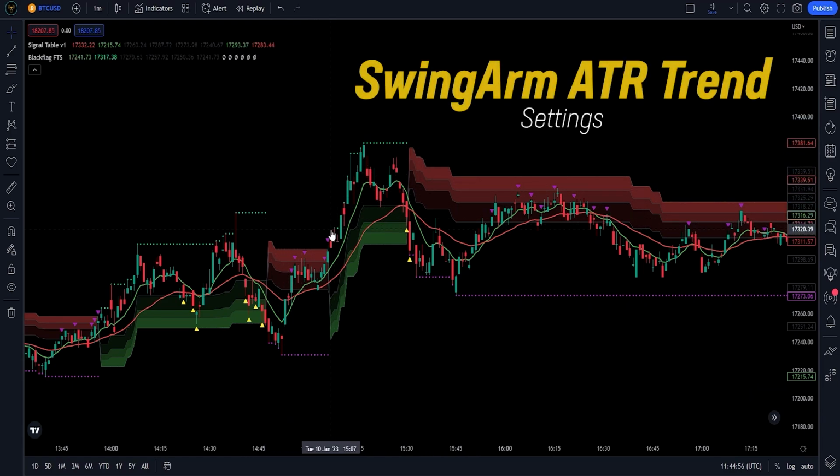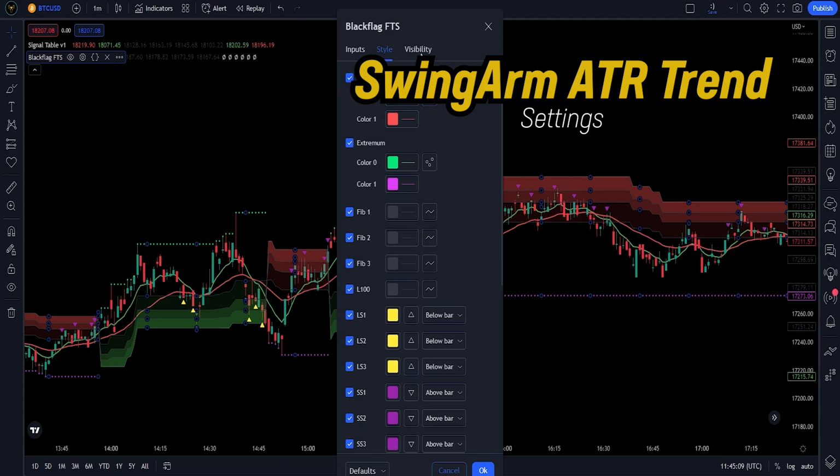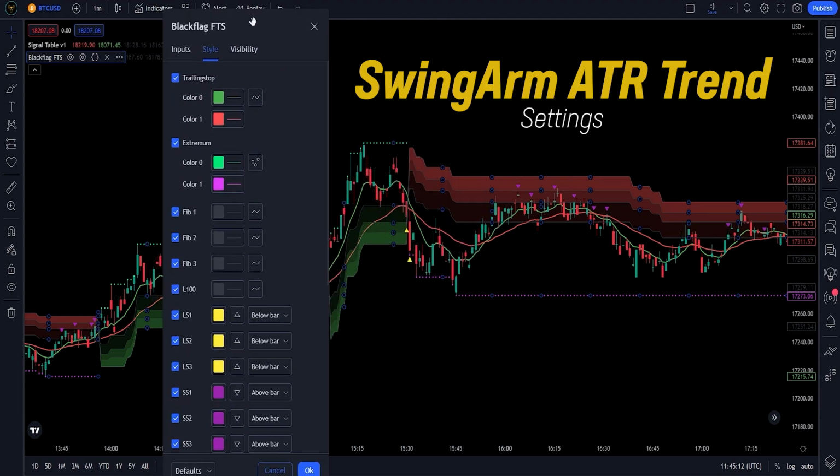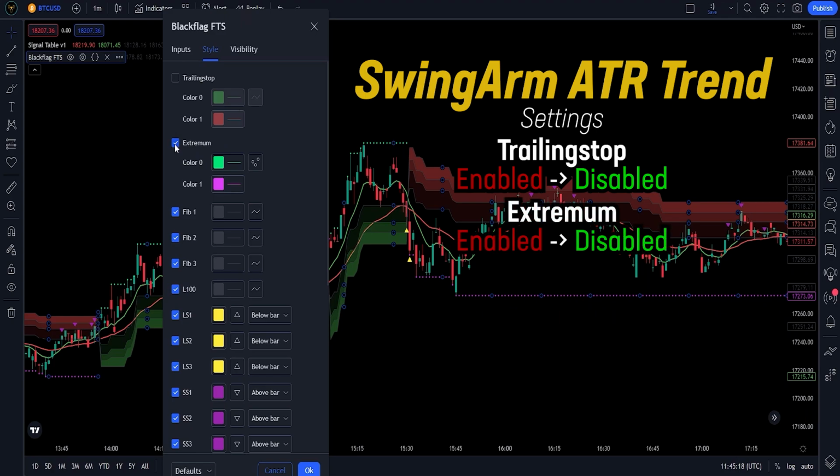Our Swing Arm ATR Trend Indicator adds these bullish and bearish shadows, as well as these yellow and pink signals. To open this indicator's settings, double-click either one of these signals, or any shadow border on your chart. Let's start with modifying our Style tab first. In here, we need to disable quite a few settings. First of all, we want to disable these first 2 settings, so Trailing Stop and Extremum.